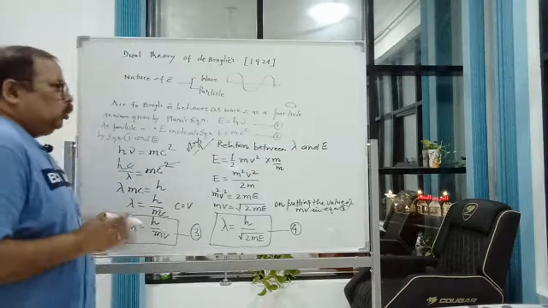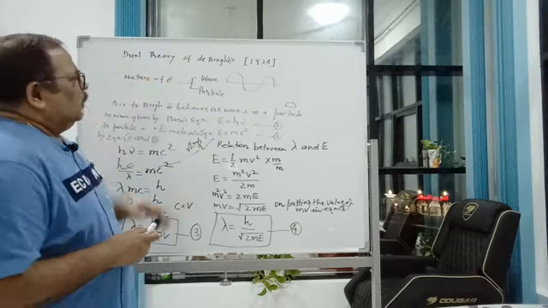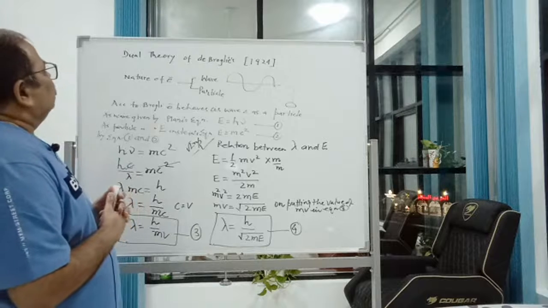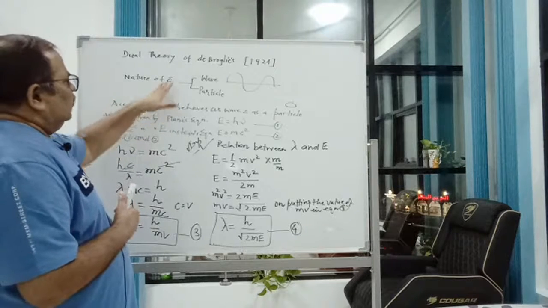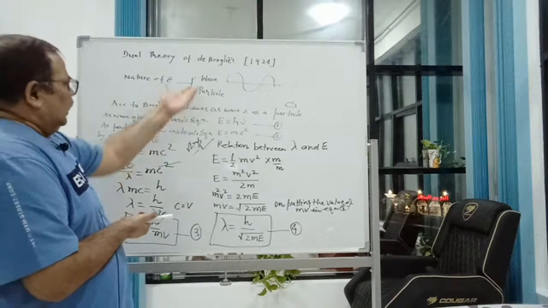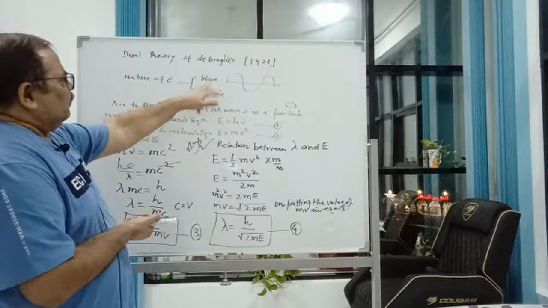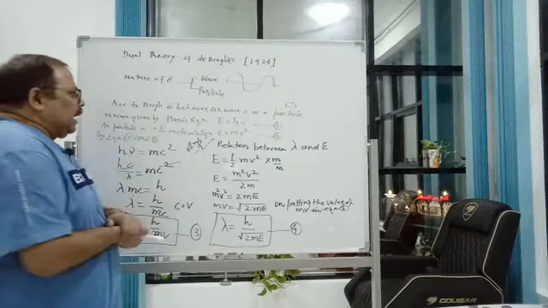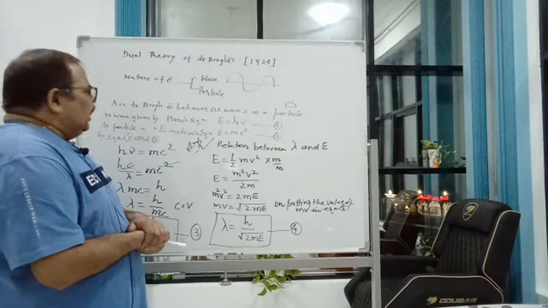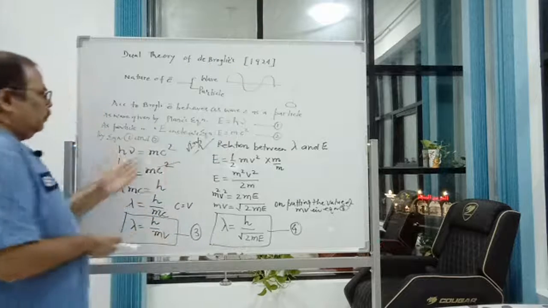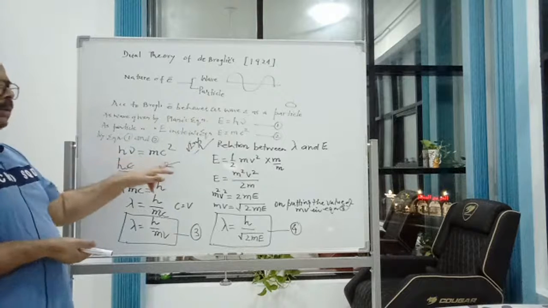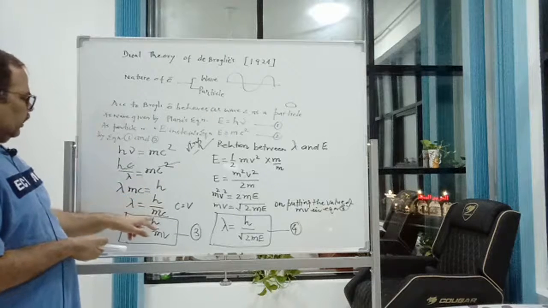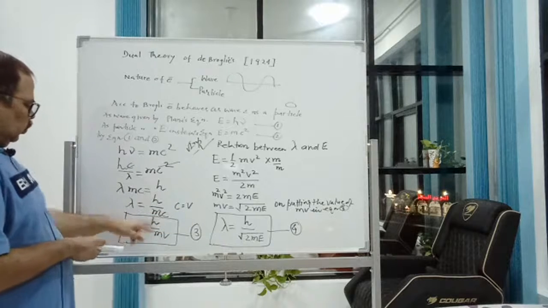Now you go through this again, dual theory of de Broglie. This is related to atomic theory, just postulated in 1924. According to the theory, electron shows its behavior like wave and particle. Wave behavior is shown by Planck's equation E equal to h nu. Particle behavior is shown by E equal to mc square. By the first and second equation, h nu equal to mc square, cancel c and c. Now lambda mc is equal to h, lambda equal to h upon mc, c velocity v, lambda equal to h upon mv. This is the relation.